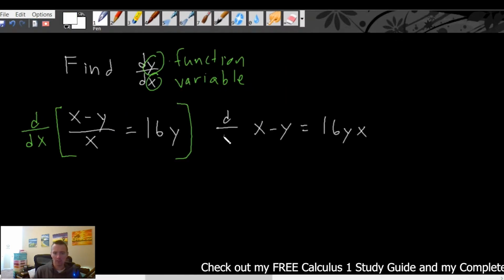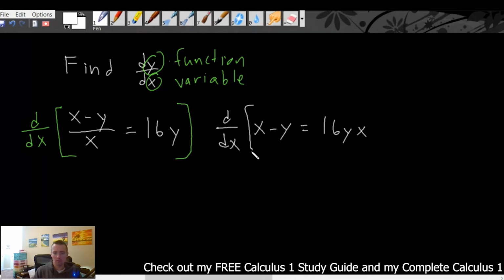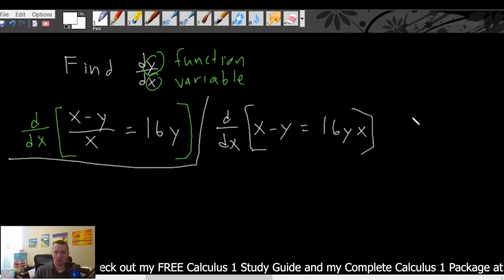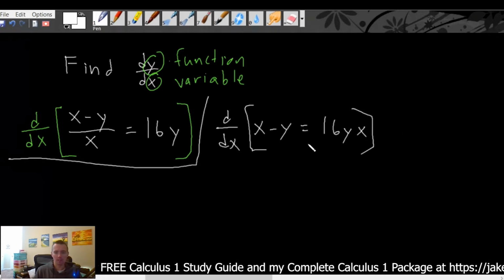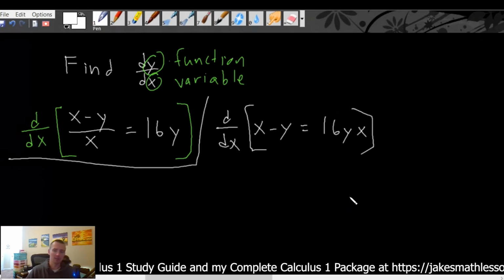But we'll go ahead and take the derivative with respect to x of this equation. So we're not going to do the quotient rule one. Instead, we rearranged it into this equation that'll be a little bit easier to take the derivative of.